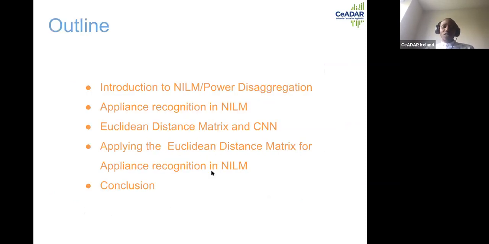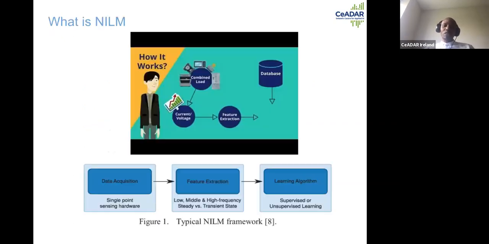In the outline of my talk, first I will give you an introduction to non-intrusive load monitoring, or power disaggregation. Then I'll go to appliance recognition. I'll also explain how distance matrix and CNN could be used on time series signals, and then how we have applied these techniques to facilitate appliance recognition in non-intrusive load monitoring. I will conclude my talk with a conclusion. So let's start with the first part.